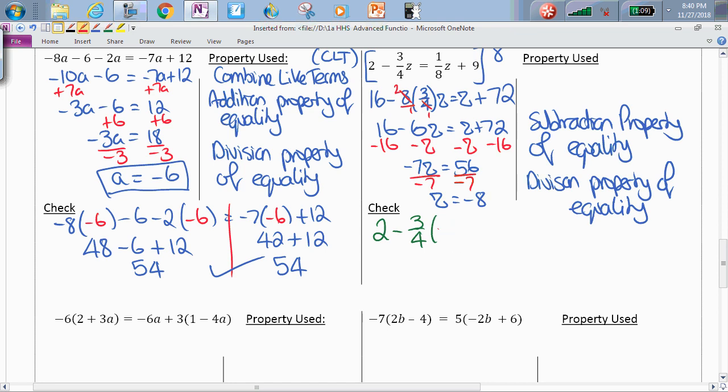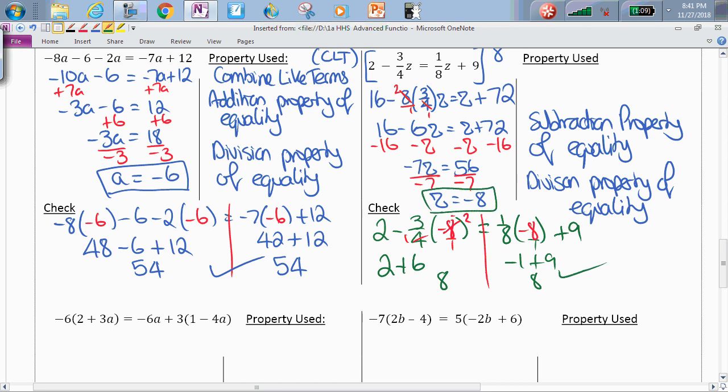Hopefully that's going to equal 1/8 times the negative 8 plus 9. We'll check both sides are the same. So we have 2 minus, now if we put this over 1, again the 8 and the 4, that'll give me a 2 and a 1, but don't forget that's negative, so negative 2. And negative 3 times negative 2 is going to be positive 6. And then this side here, we get 1/8 of negative 8, so that's negative 1 plus 9. This side is 8, and this side is also 8. So answer z equals negative 8.